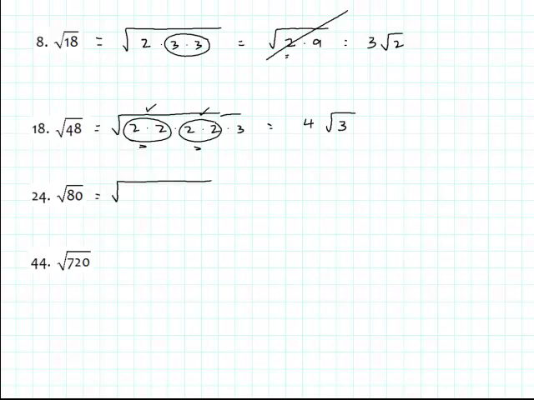80 is a 10 and an 8. An 8 is a 2, a 2, and a 2. And a 10 is a 2 and a 5. So we have a pair of 2's that we can work out, another pair of 2's that we can work out, but just like earlier with that 3, we'll have to leave that 5 inside.